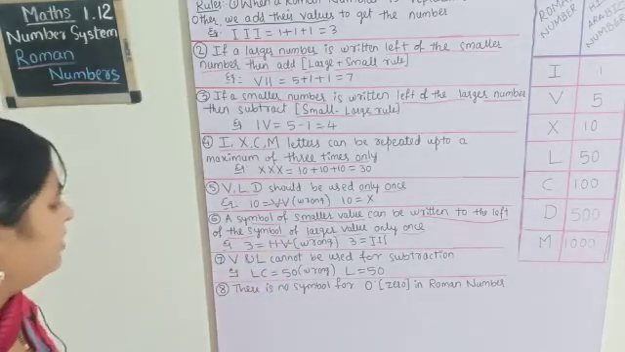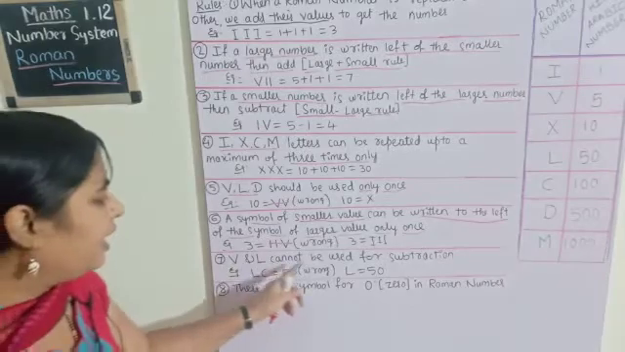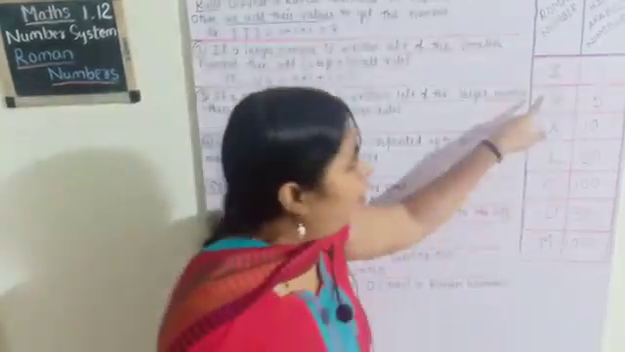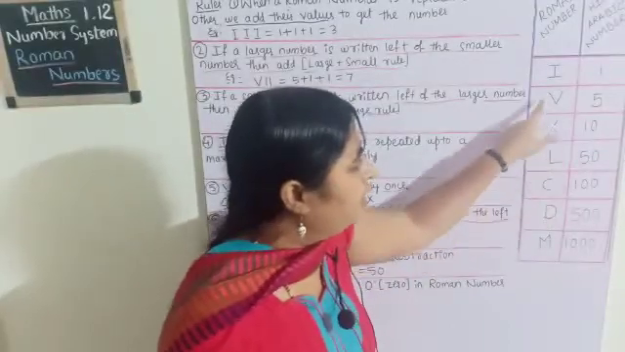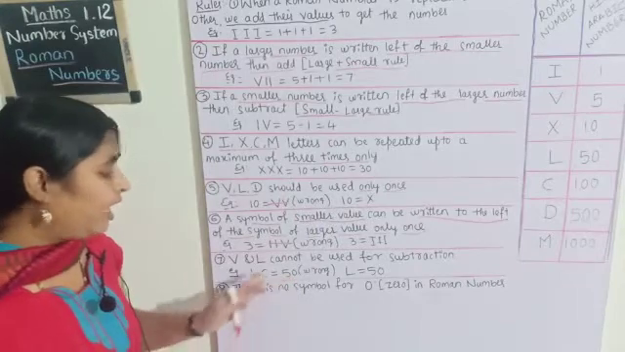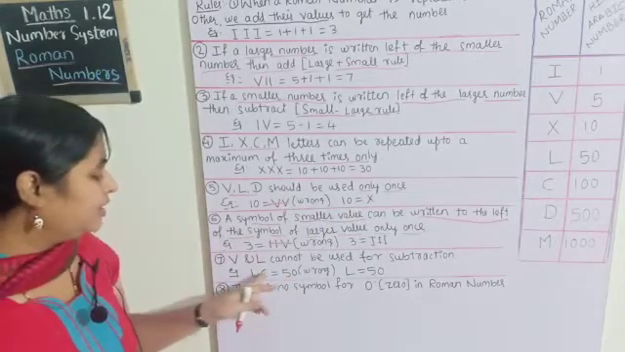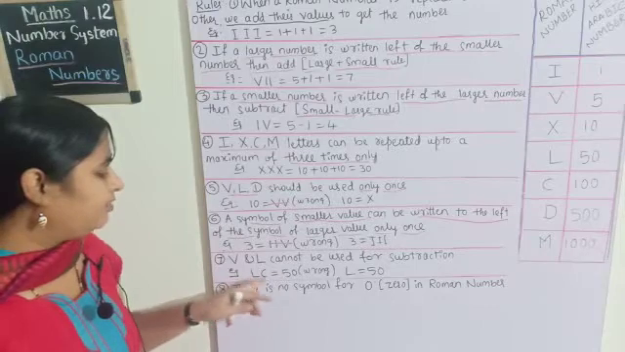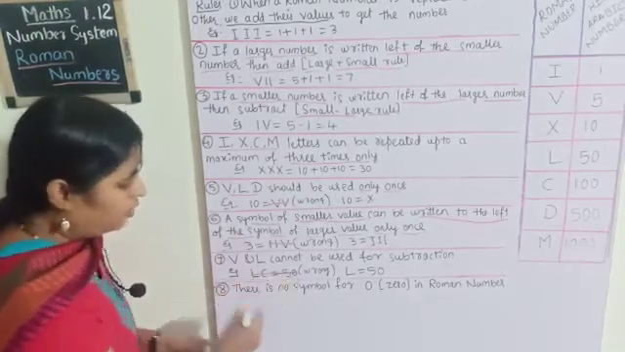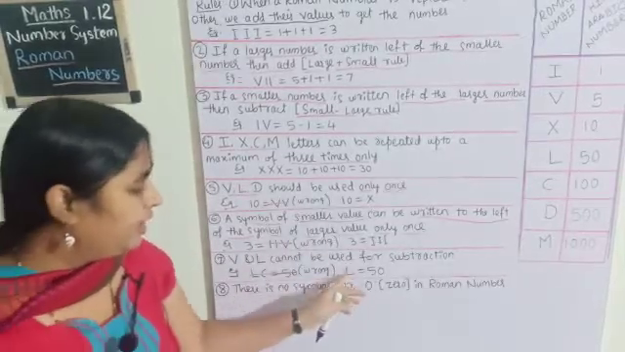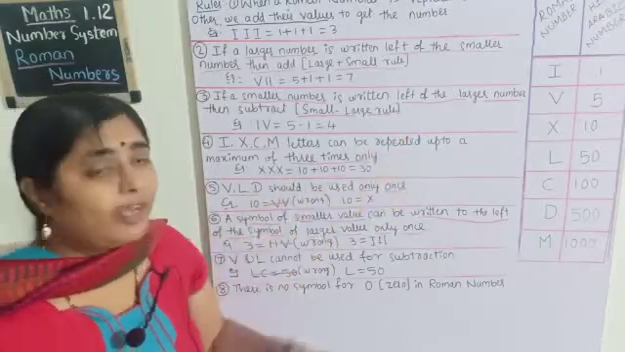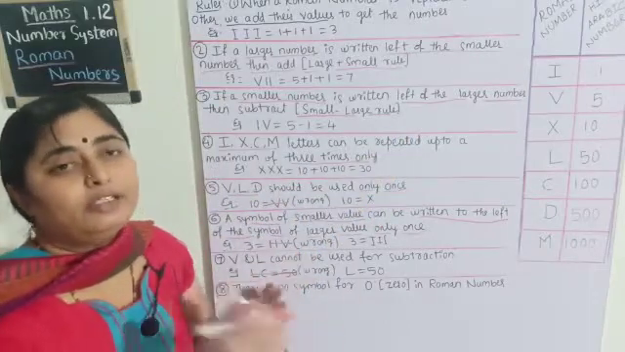Okay. The 7th rule says V and L cannot be used for subtraction. What are V and L? V is 5, L is 50. These cannot be used for subtraction. Whenever I want to write 50, I cannot write LC, because C is 100 and L is 50, and 100 minus 50 is equal to 50. I cannot write like this. This is wrong. Whenever I want to write 50, L is equal to 50; I have to write it like that only. Whenever I want to write 5, it is V; I cannot write X I.